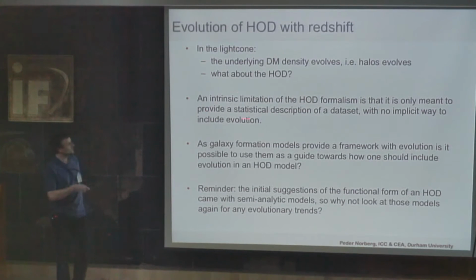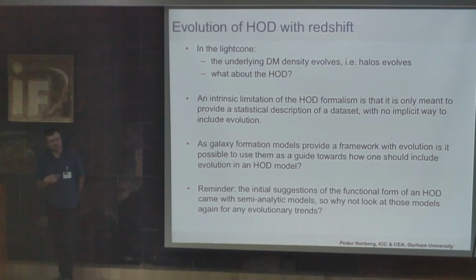So an intrinsic limitation of the HOD formalism is that it's only meant to provide a statistical description of a given sample, of a given data set. It's not meant to give you the evolution of it. So a galaxy formation model can provide a framework with evolution. Is it possible to use them as a guide to tell you how the HOD should evolve? And I think this is the remainder of this.